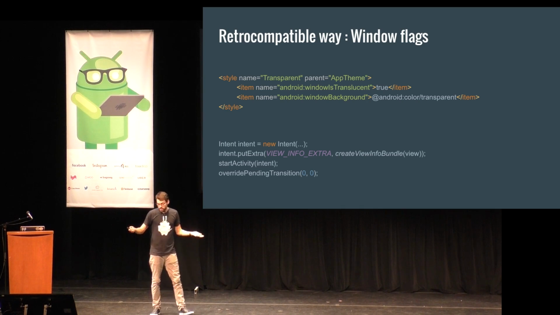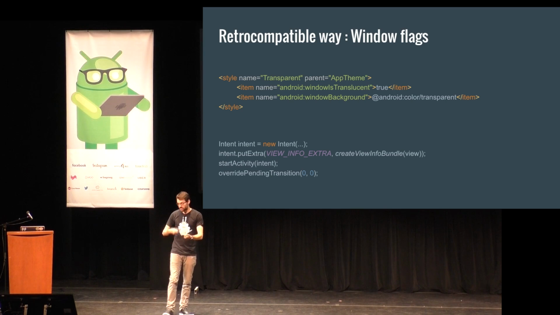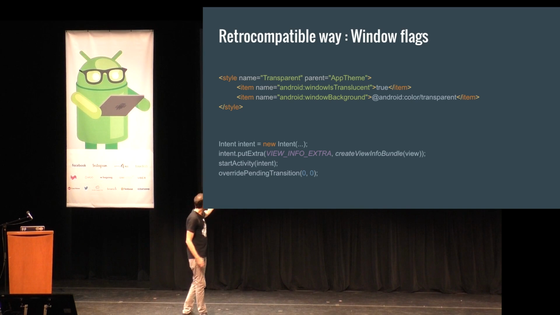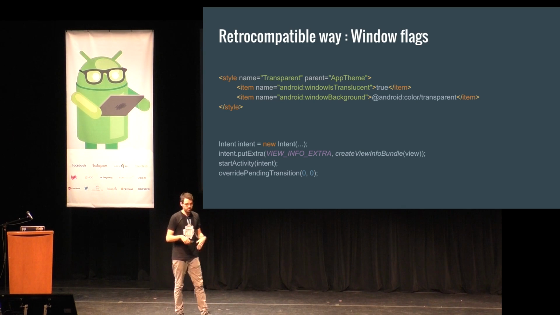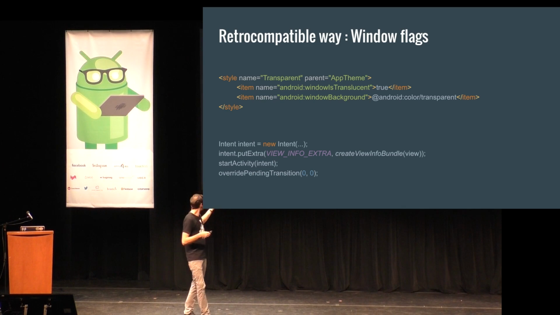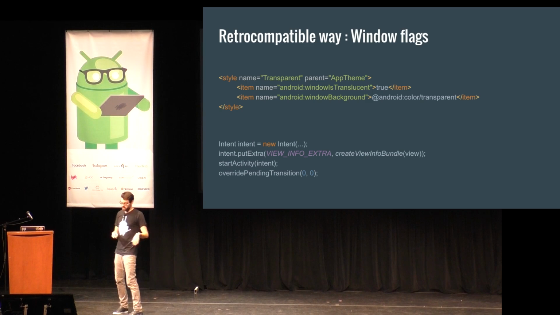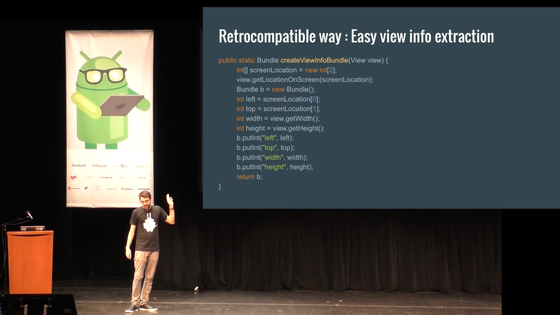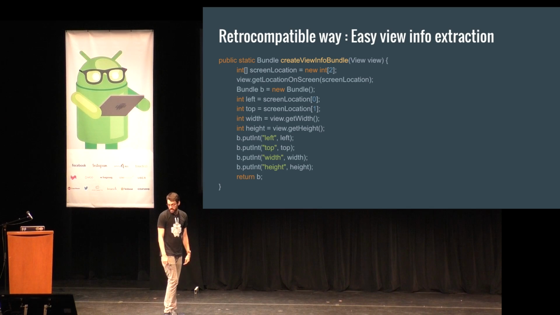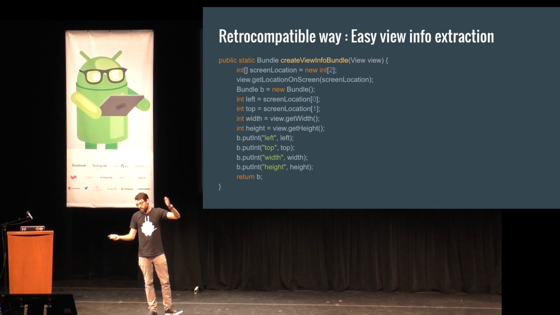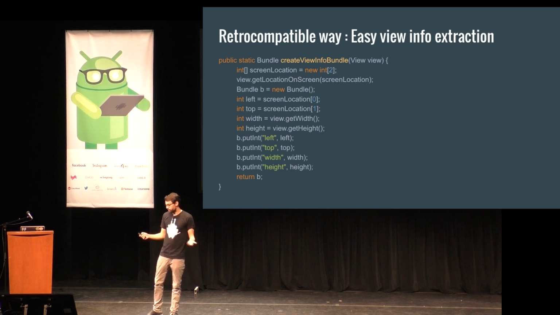Then, from the first activity, I just need to pass some information to the second activity, start it, and remember to tell the framework not to do any default transition because I'm going to do the transition myself. So just by calling this, you avoid any default transitions. Really quickly, to extract the information from the view, where the view is generally the view you clicked on, you can just call getLocationOnScreen. It will give you the absolute position, the left and top, and width and height for the size. So it's really four little ints that you put in a bundle, and you pass it to the second activity. So far, so good, right?